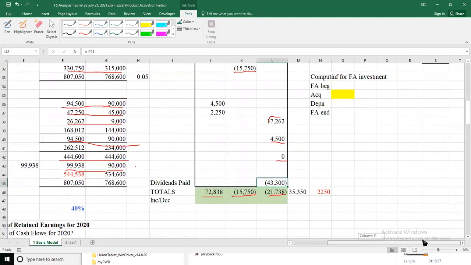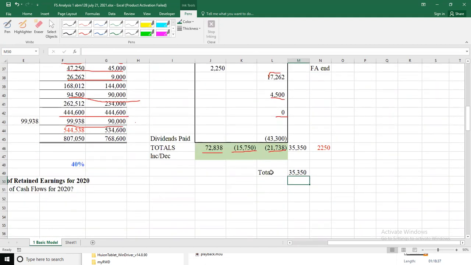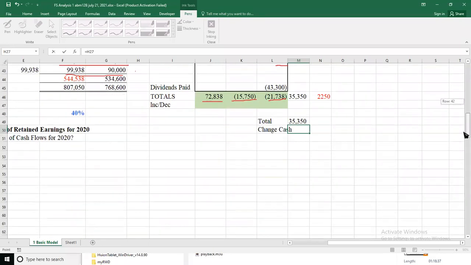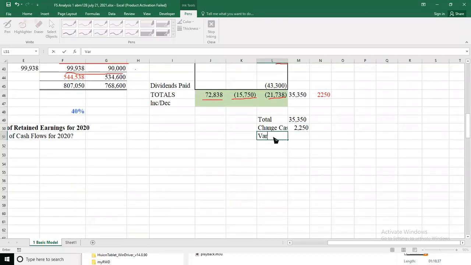Hindi pa tayo equal, guys. So, 35,350 tayo. Sabi natin dapat 22,500. Okay, sige, ilagay nga natin dito. Ang total natin so far, 35,350. Dapat, ang change in cash natin is equal to 22,500. So, ang variance natin, ang difference, no? Our variance is this one minus this one. Okay, so meron tayong variance at 33,100.